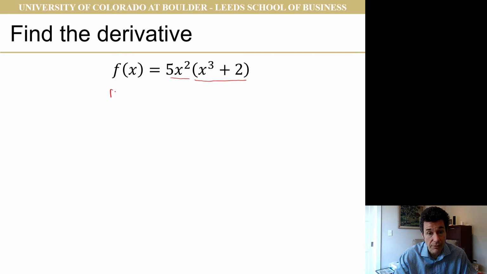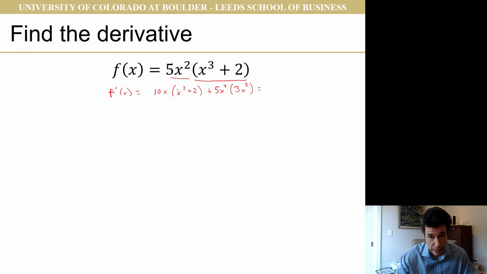So f prime of x, the derivative, is equal to the derivative of the first function. That is a constant times x squared, so that's 5 times 2x to the power 1, so that's 10x, times the second function, x cubed plus 2, plus the first function, 5x squared, times the derivative of the second function. We've got a power rule here, 3x squared, plus 2, that's just a constant, which is 0.